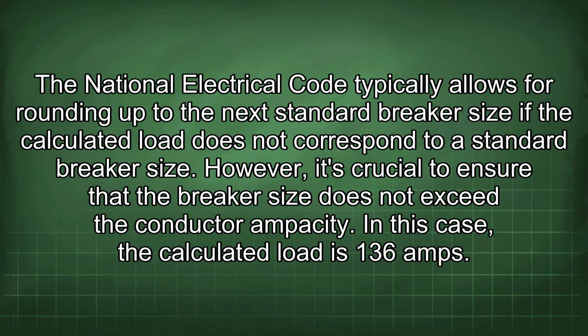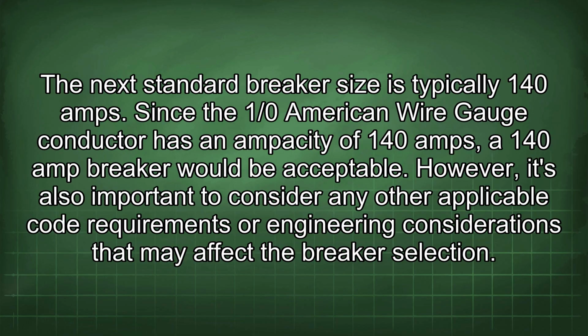The National Electrical Code typically allows for rounding up to the next standard breaker size if the calculated load does not correspond to a standard breaker size. However, it's crucial to ensure that the breaker size does not exceed the conductor ampacity. In this case, the calculated load is 136 amps. The next standard breaker size is typically 140 amps. Since the 1/0 American wire gauge conductor has an ampacity of 140 amps, a 140 amp breaker would be acceptable.